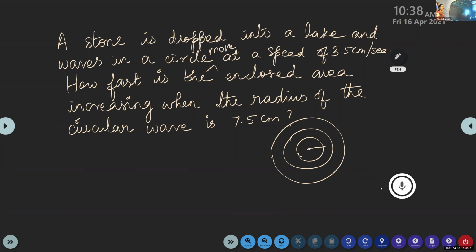A stone is dropped into a lake and waves in a circle move at a speed of 3.5 centimeter per second. So what is it given here? It is moving with a speed of 3.5 centimeter per second. That means what is it changing there?